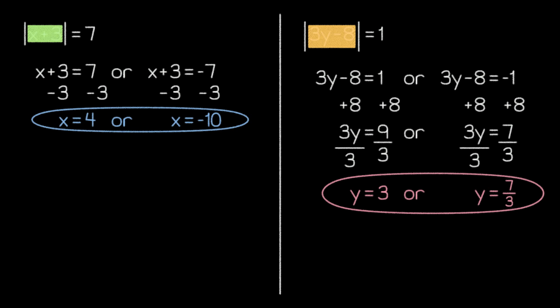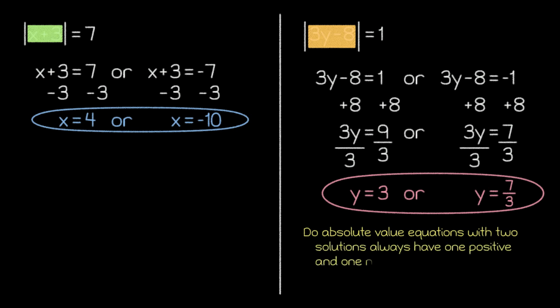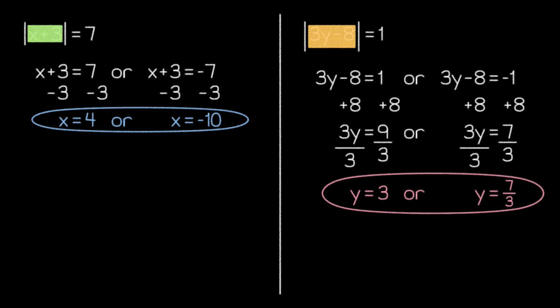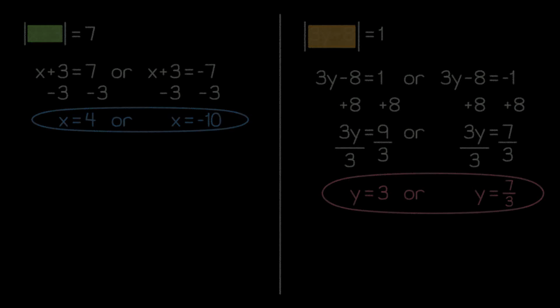So earlier, we asked ourselves if absolute value equations with two solutions always had a positive solution and a negative solution. This problem that we just solved definitively answers that question, and the answer is no. Our equation had two solutions, but they were both positive solutions. Similarly, we could have a problem with two solutions that are both negative. So now that we've answered that question, let's look at some more examples of absolute value equations.